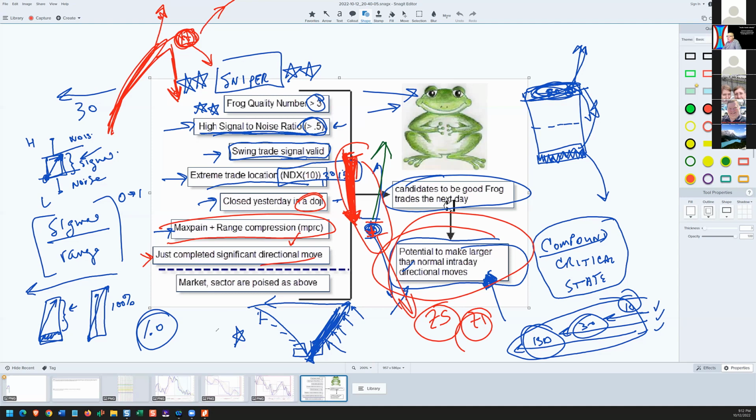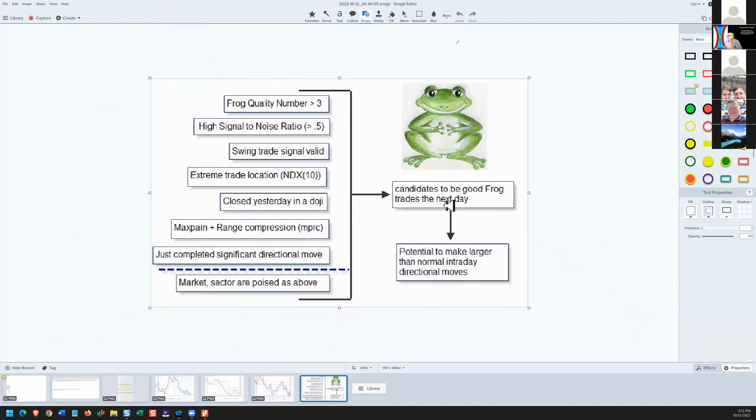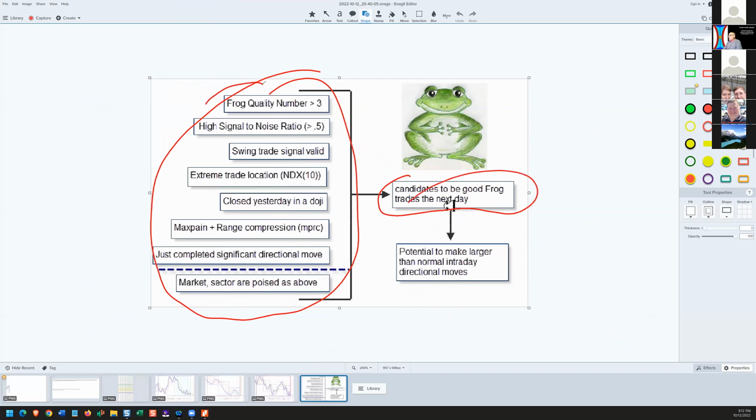And then finally, if the market itself or the sector of the targets you're looking at, or if you're looking to trade the sector, if markets and sectors are poised in any of those, you're also going to have a broader effect for entire groups of stocks and ETFs and symbols. So all of these taken together, and more is better, all create candidates for good frog trades. So the frog quality number itself is simply one of those things.